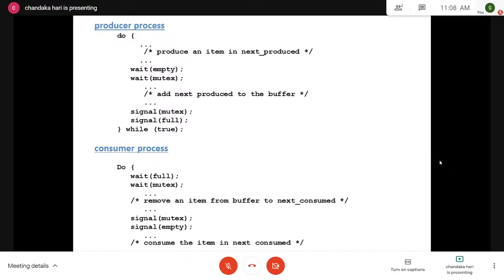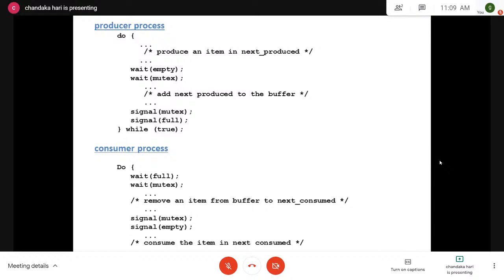And after that you indicate signal full. Full, in the sense, the buffer is not empty. Yes, there is one item for the consumer to retrieve from the buffer. Full indicates that now the consumer is allowed to take an item from the buffer. This process is repeated until all the values are complete. So the consumer is waiting for this full.